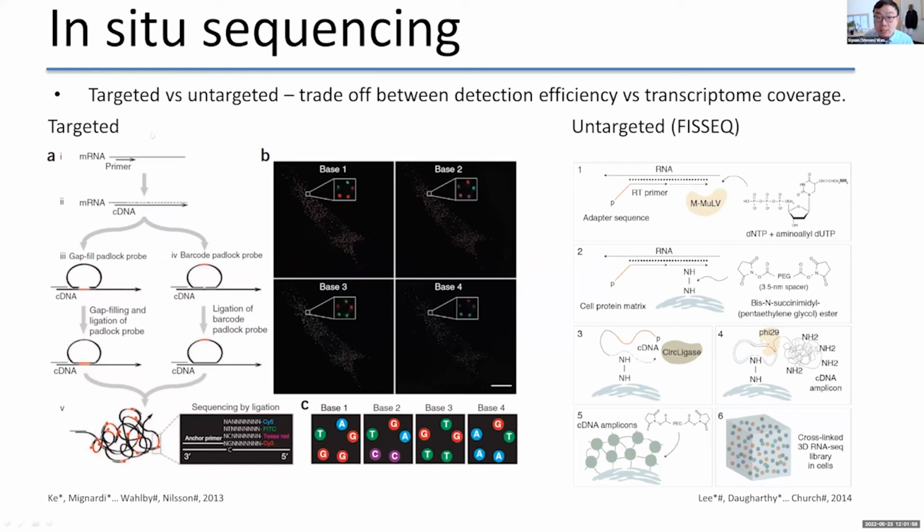Between these two technologies, the targeted in situ sequencing has higher detection efficiency. The untargeted in situ sequencing has a promise of transcriptome coverage. So there's definitely a trade-off between the two. Overall, in comparison to multiplex FISH, because the in situ sequencing procedure involves multiple enzymatic procedures in situ, and some of them can be low efficiency, the overall efficiency is usually lower than multiplex FISH. But people have tried to tackle this challenge and improve the detection efficiency of in situ sequencing through multiple ways.